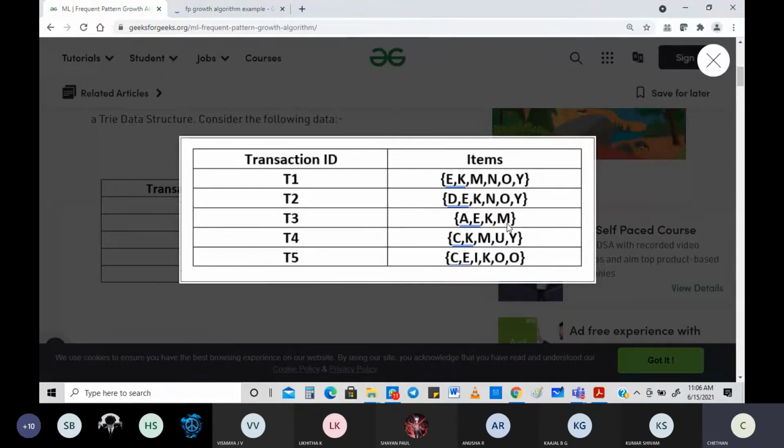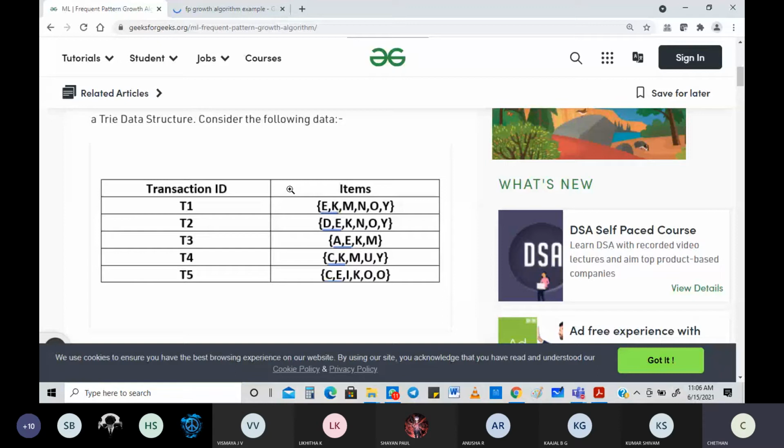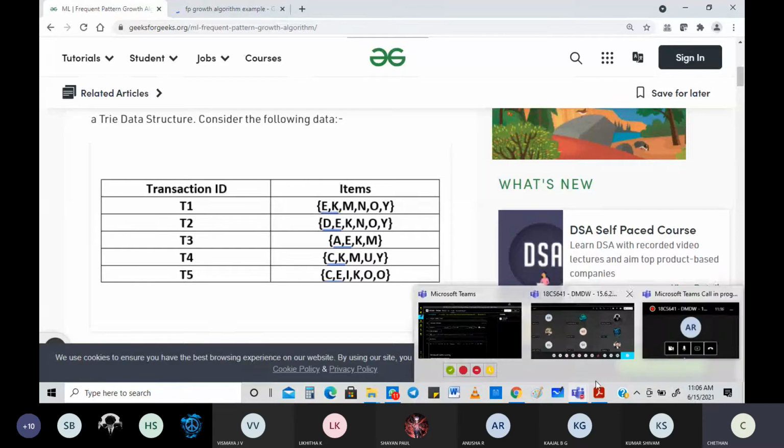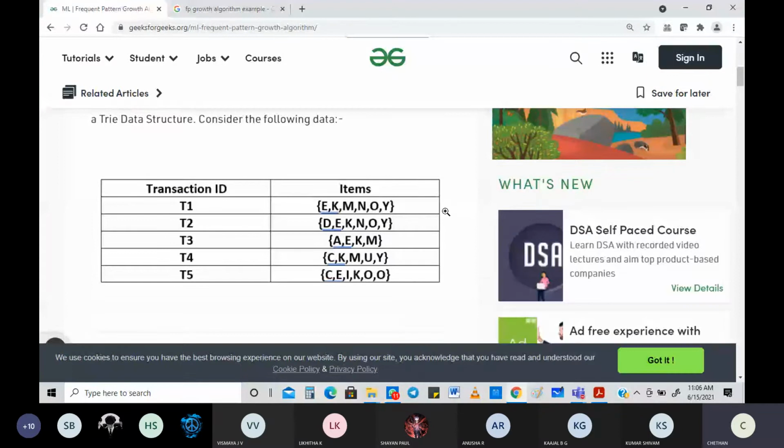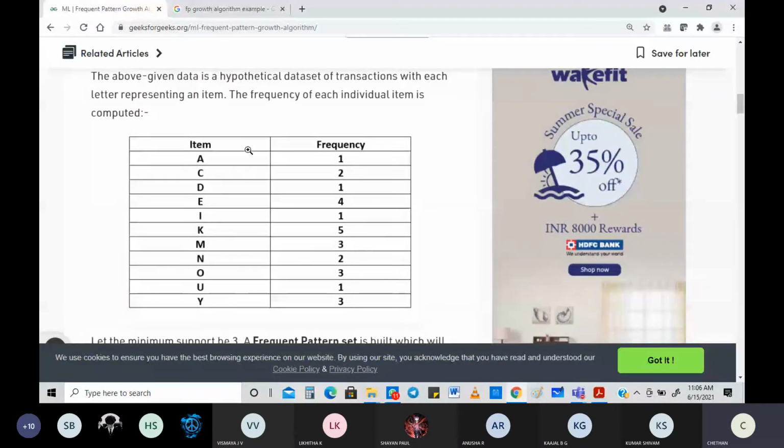Each alphabet represents an item. The first step was to find the frequency of each individual item like this. So the first step was all about figuring out the individual frequencies. So what we did was the same thing like this. You see, the first step was always to figure out each individual frequency. We got the individual frequencies to be like this.